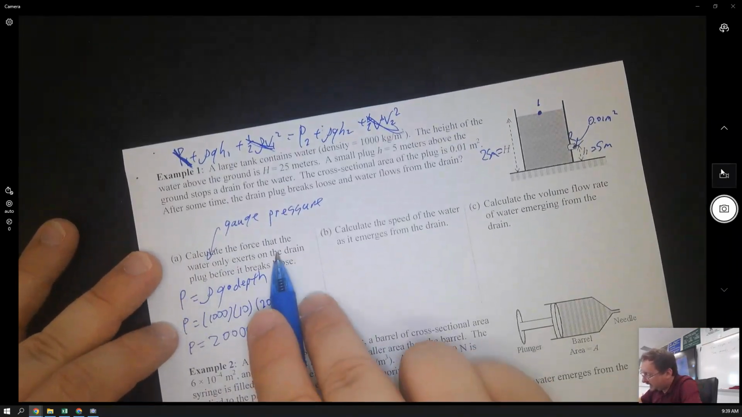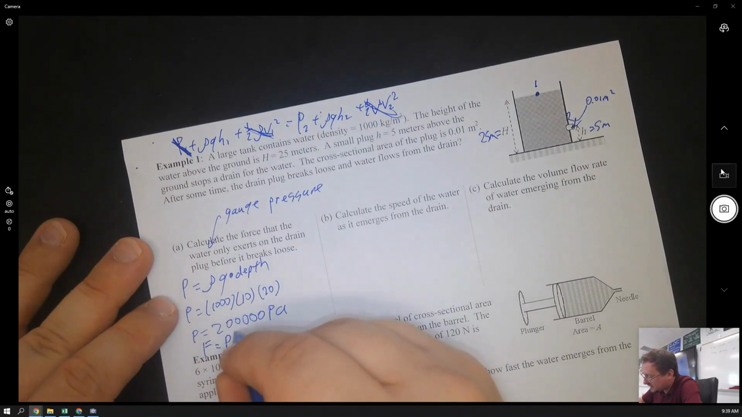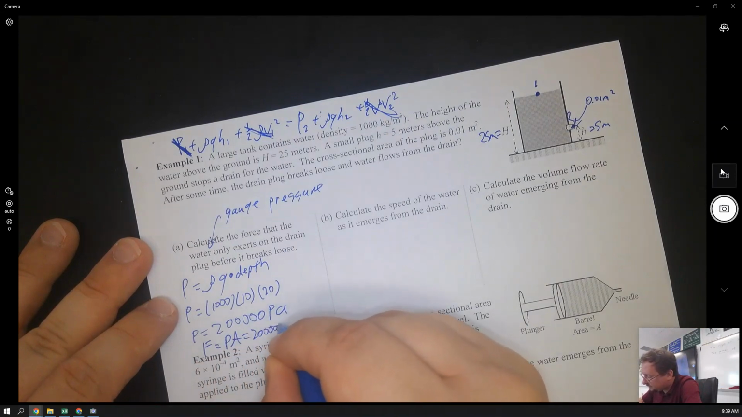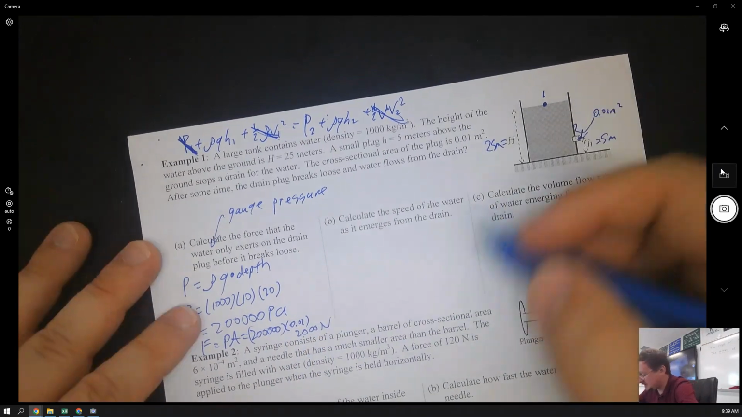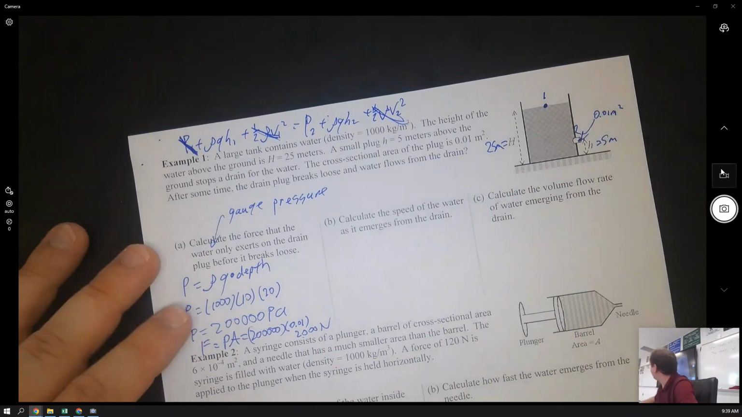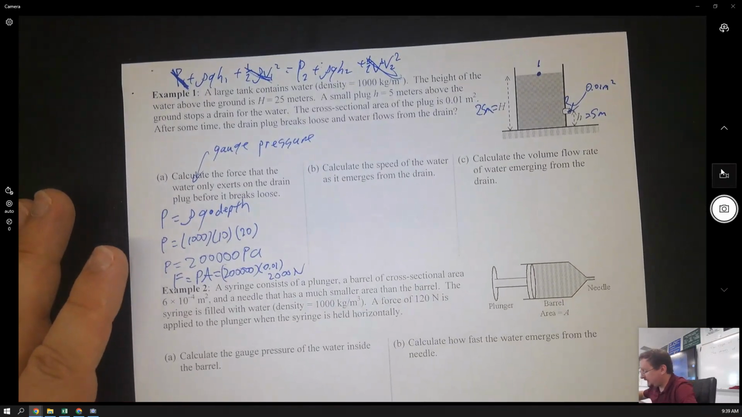Okay, and then how am I going to get force? Force equals pressure times area. So that's 200,000 times 0.01, which is 2,000 newtons, I believe. Okay, sorry, there's not a lot of space. You have a Word document version of this. You can space it out even more if you'd like.